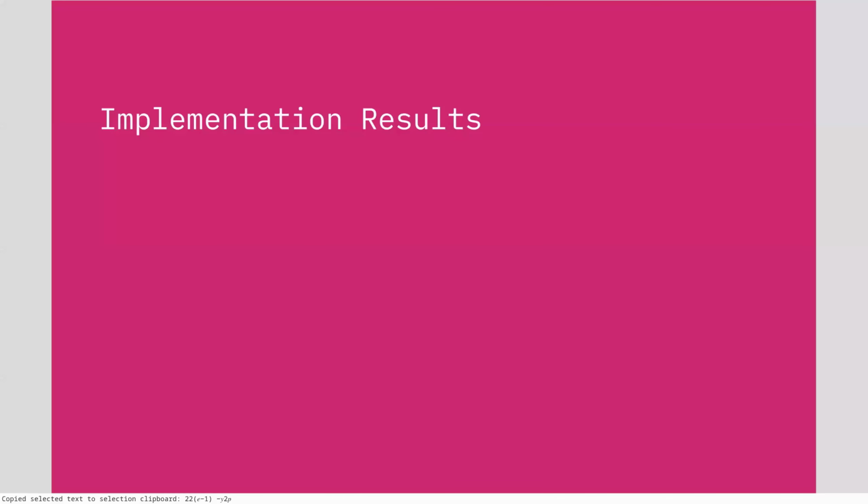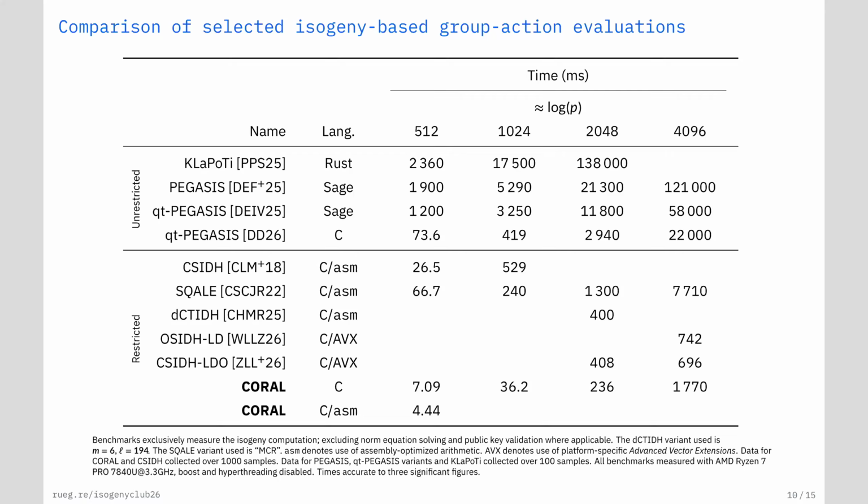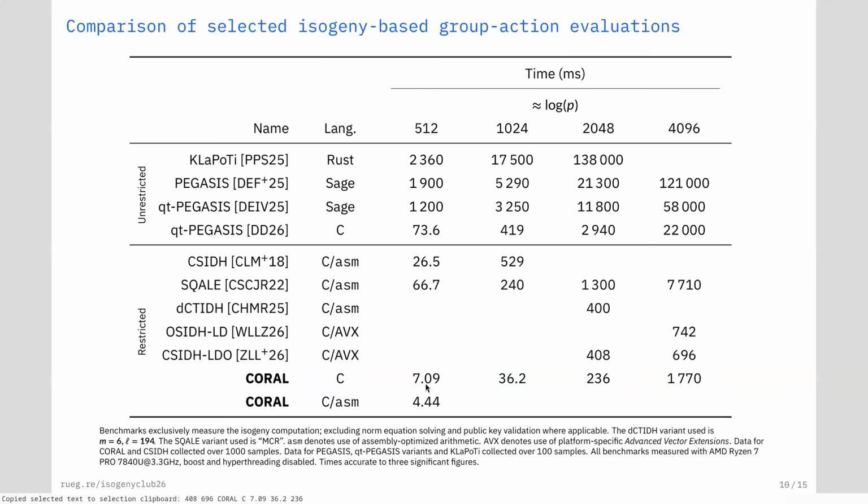So having said faster keygen, I can now show you some implementation results. This is a comparison of different isogeny-based schemes, where our starting point, KLaPoTi, is at the top here. And here we have the unrestricted group actions at the top and restricted ones at the bottom. And we see that Coral is quite competitive in comparison.